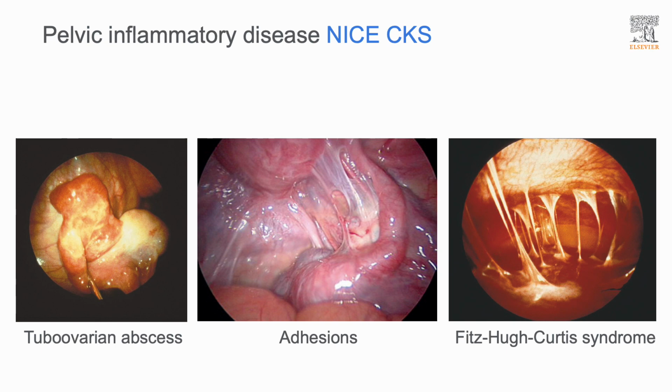And Fitzhugh-Curtis syndrome, which describes perihepatitis and is a chronic manifestation of PID, with inflammation of the liver capsule and adhesion formation and right upper quadrant pain.